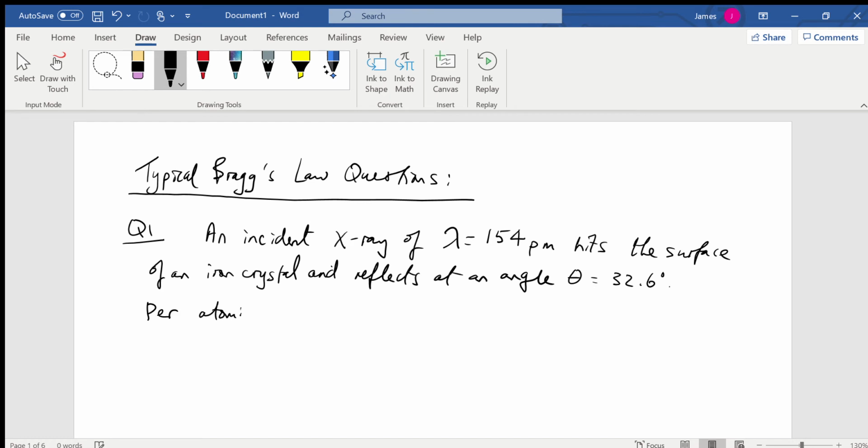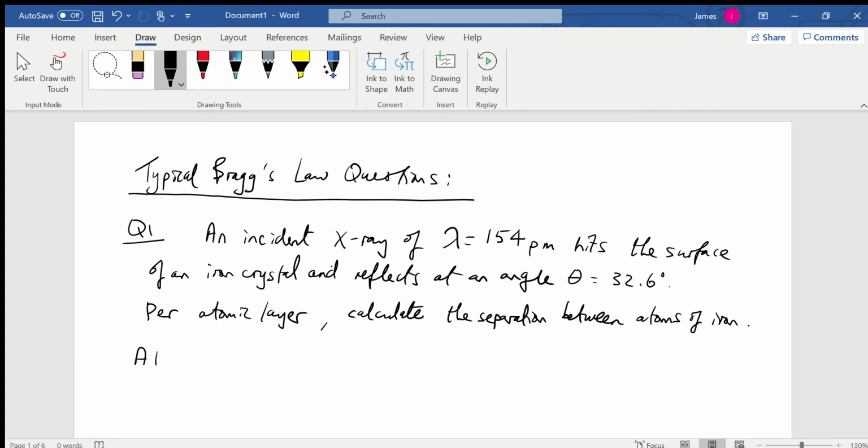Per atomic layer, calculate the separation between atomic layers, between atoms of iron. Okay, so that's a typical Bragg's law type question. So we have to calculate the separation distance d. So we've got our Bragg's law, so we can say that n lambda is 2d sine theta. And I need to calculate d, so I can write that d is equal to n lambda divided by 2 sine theta.